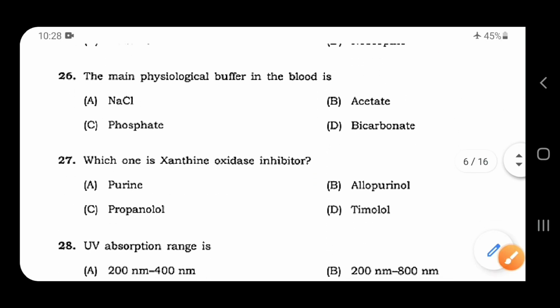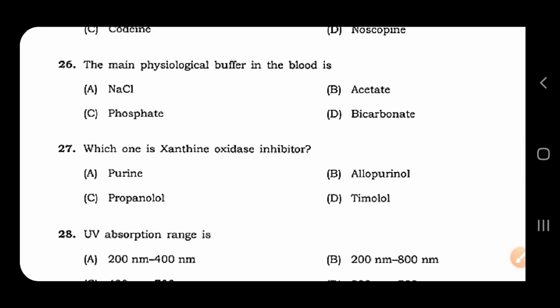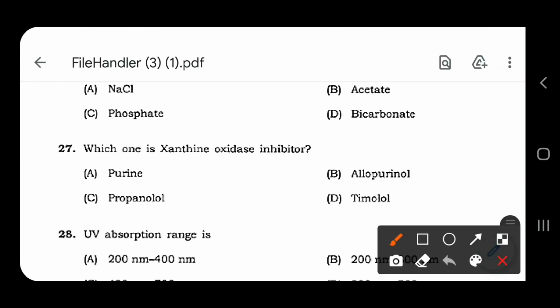Next is question number 26. The main physiological buffer in the blood is: sodium chloride, acetate, phosphate, bicarbonate. Here the most appropriate answer is phosphate. Bicarbonate can act as a physiological buffer also.